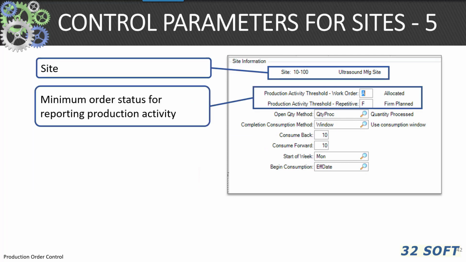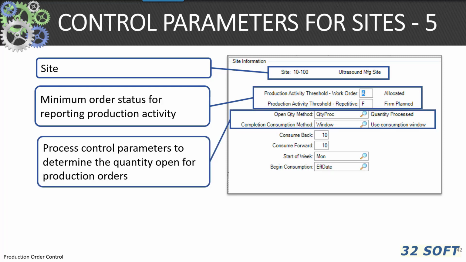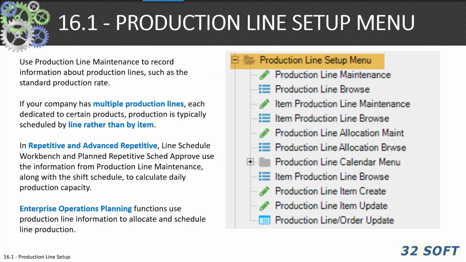At the site level, you can set the production activity threshold for either work orders or repetitive. And then you've got process parameters for determining how you handle open quantities for the site. The 16.1 allows you to set up production lines. If your company has multiple production lines dedicated to create certain products, and a lot of us have this kind of functionality, by line rather than by item, you set up a production line.